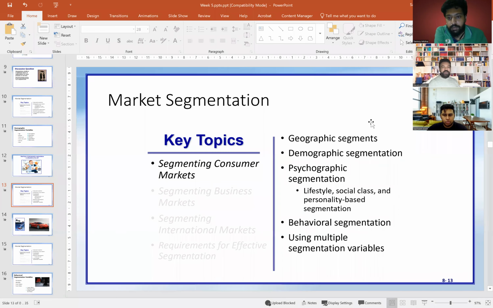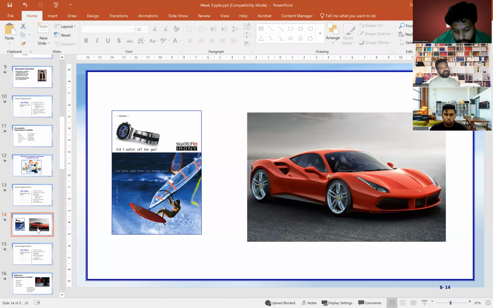So next comes the psychographic. This is another terminology we should all familiarize ourselves with. Psychographic segmentation intertwines two different words, psychology and demography, which becomes psychographic. This involves lifestyle, social class, personality-based segmentation. Marketers use these variables as well to identify or segment, separate the market. For instance, in this next image, as we can see, these are two different products.